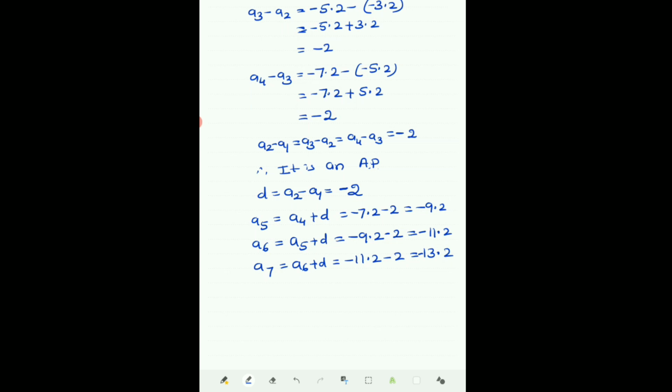So the next three more terms are minus 9.2, minus 11.2, minus 13.2.